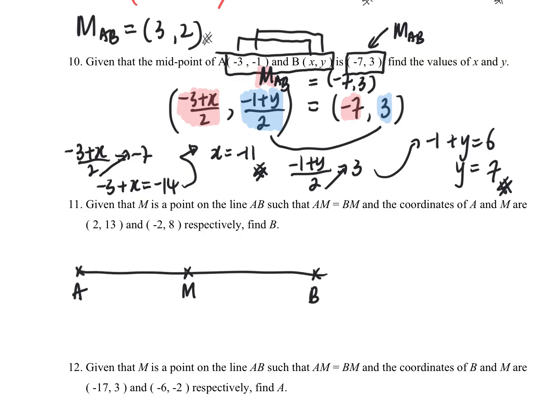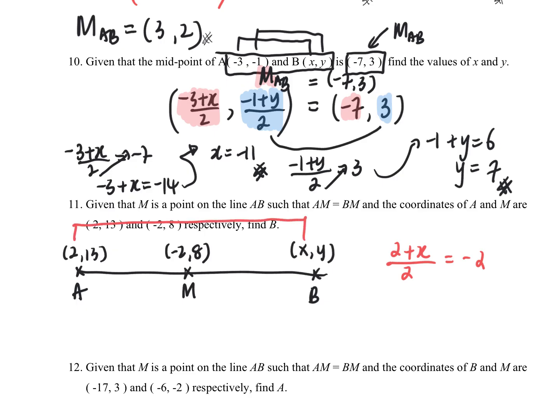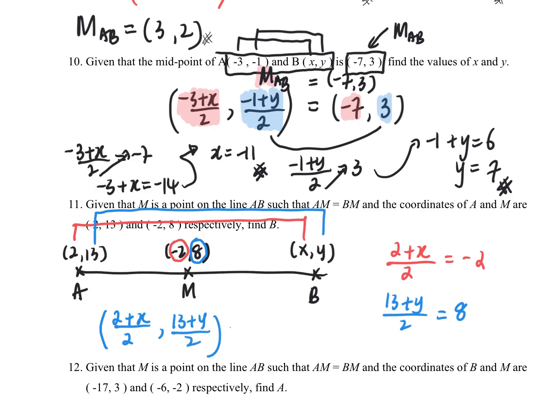To help you visualize, they tell you A is this and M is this. You don't know what B is, so let it be (x, y). You do the same thing. This is as good as question 10. You do 2 plus x divided by 2, it gives you minus 2. Add these two up, divide by 2, it should be the same as this value. Same thing here. It should give you this coordinate, the midpoint. So midpoint of these two is minus 2a. I add up the two x coordinates divided by 2, the y coordinates divided by 2, and it should equal minus 2a.